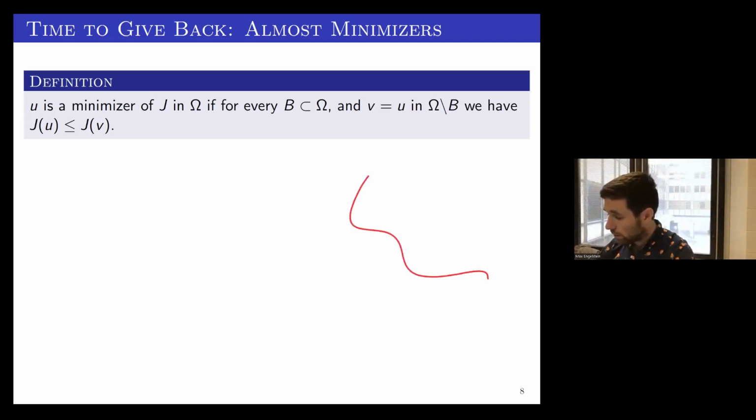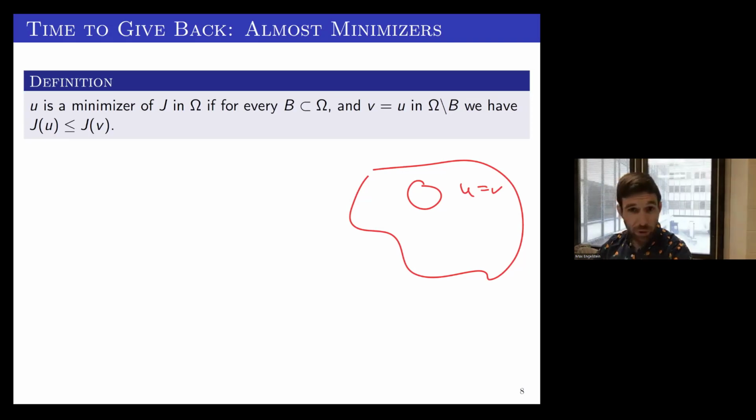So what's the schema? Here's our domain. Here's our ball. Outside here, U equals V. Inside, U and V can differ. But if U is a minimizer, then the energy of U should be smaller than the energy of V.